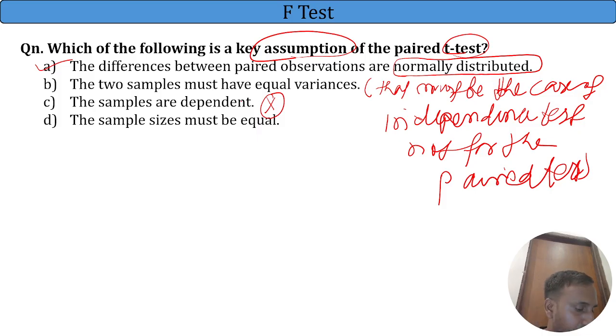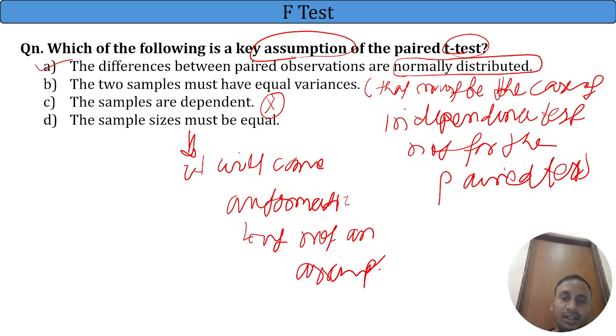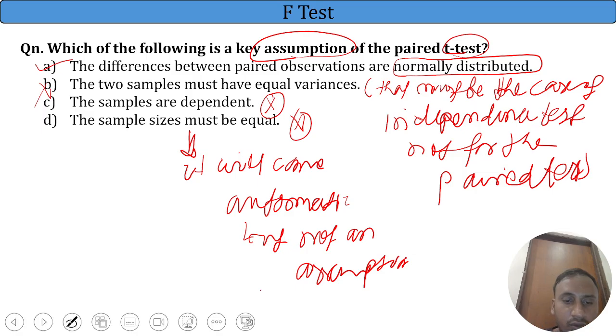And the sample size must be equal. It's again a design matter, because of the design of the paired test, it will become equal. So it's not an assumption actually. It will come automatically, but it's not an assumption. Hopefully this is also going to be clear. So we'll go to the next question.